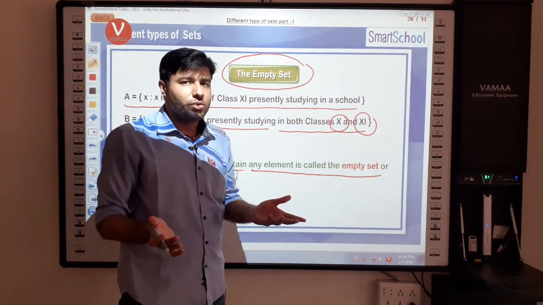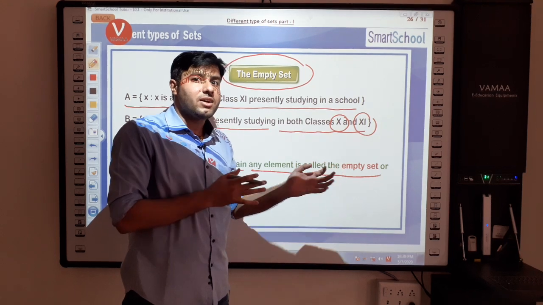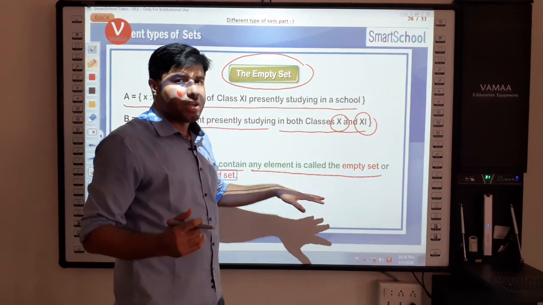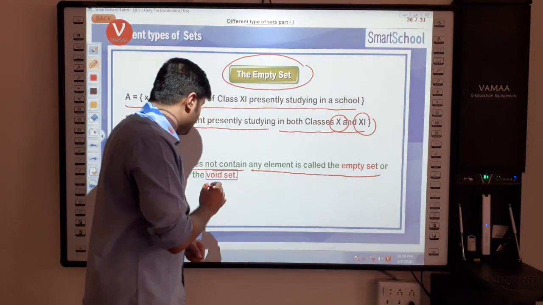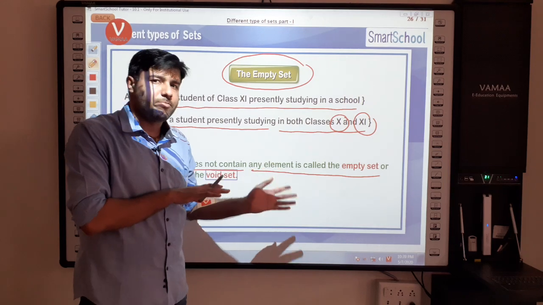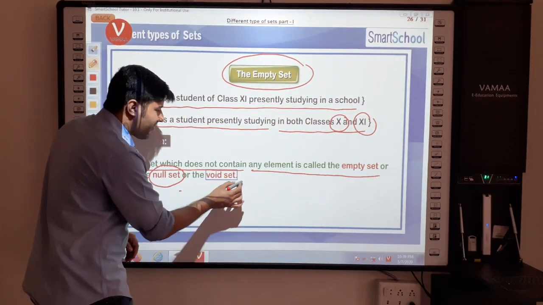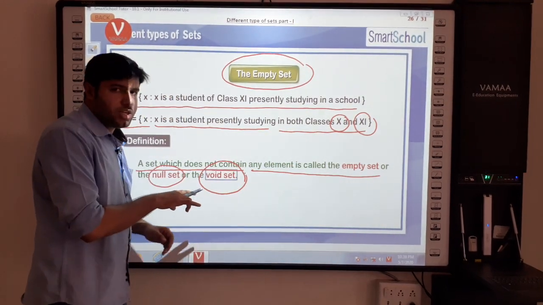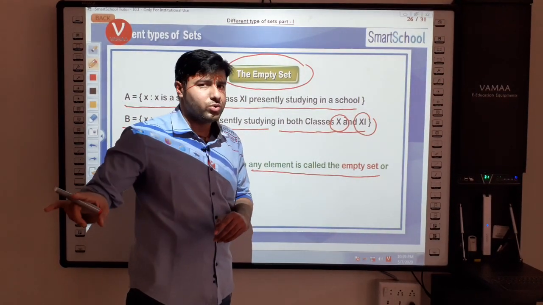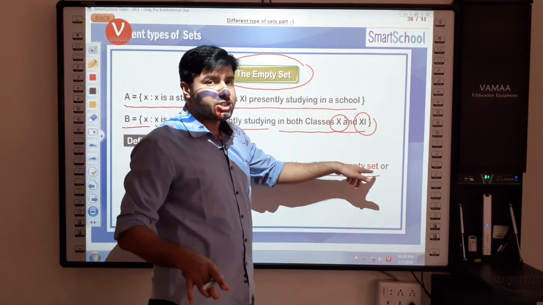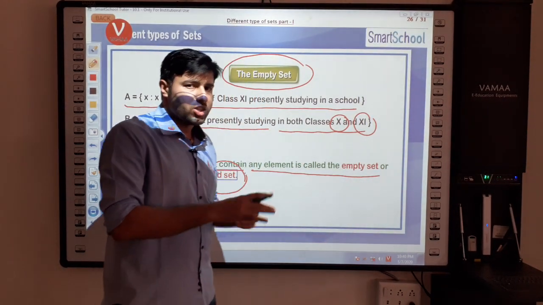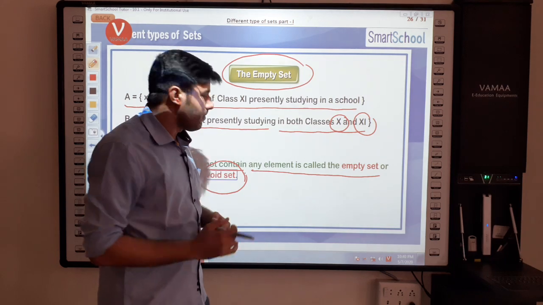As I told you, these kinds of sets do not have any element in them, but there are some more names by which we call this set. The first one is the null set. The null set has the same meaning, that is an empty set, and the second one is the void set. So if you are asked to find the null set or void set, you do not need to be confused. It means that you are asked to find the empty set. I hope it is clear to all of you. Now we will move on to the next part of the video.